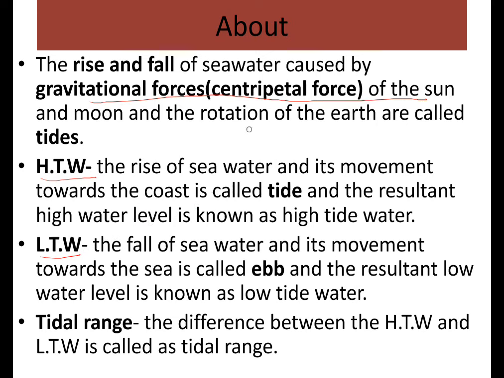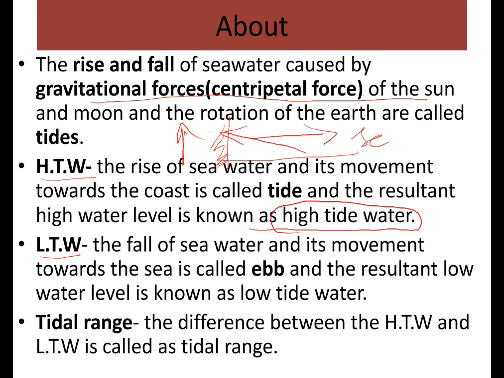High tide water occurs, suppose this is the coastal region. The water moves towards the coastal region, and because of that, the water level increases near the coast. That is called tide, and this water level is known as high tide water. Whereas if the water is moving towards the sea, the water level will fall, and that is called ebb, and that resultant water level is known as low tide water.